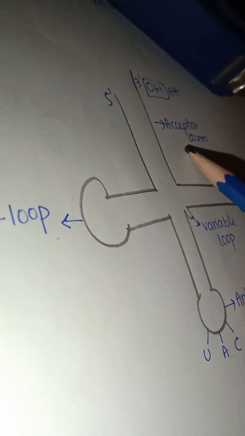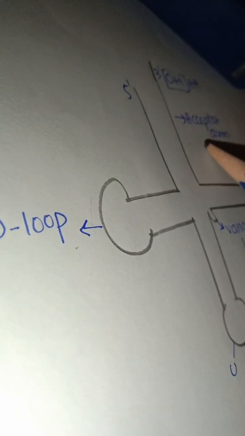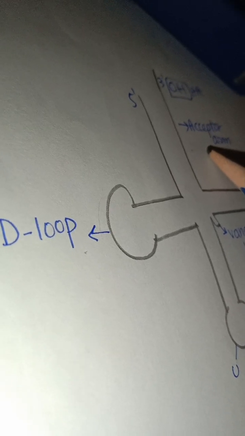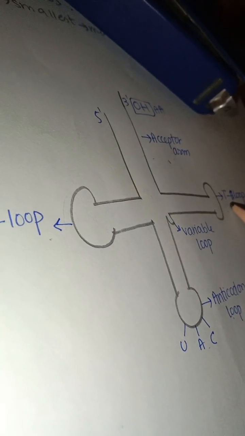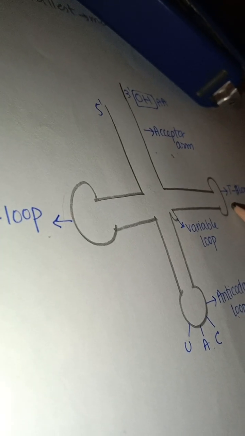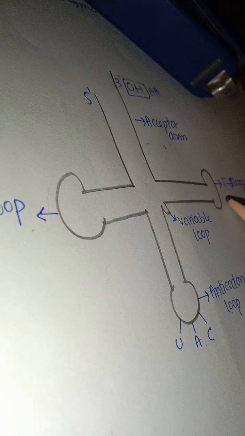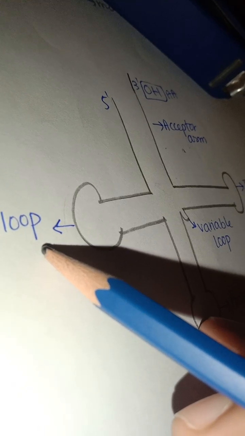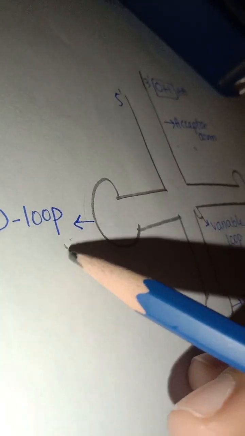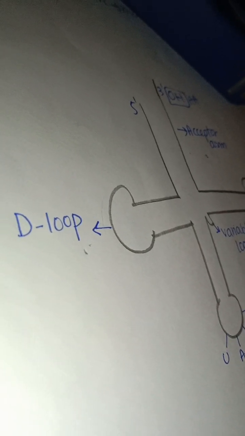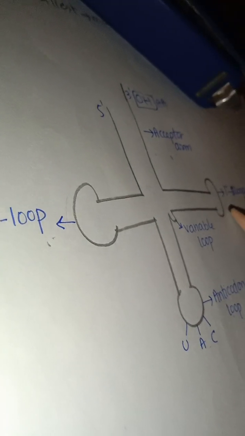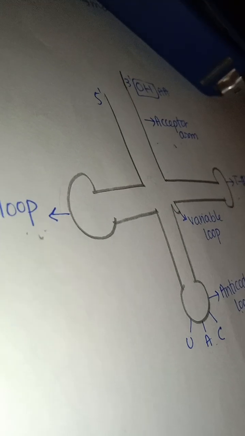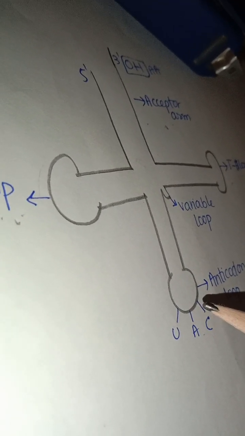Let me tell you why it is known as the acceptor arm. It is known as the acceptor arm because it will accept the amino acid according to the triplet of mRNA. It is known as the T loop because it gives ribosome recognition. It is known as the D loop because it will recognize the amino acid. These two loops will be storing the amino acid and ribosomes. From the T loop, a protein will be synthesized, and from here the amino acid will be stored. And in the anticodon loop, the information of the anticodon will be kept.